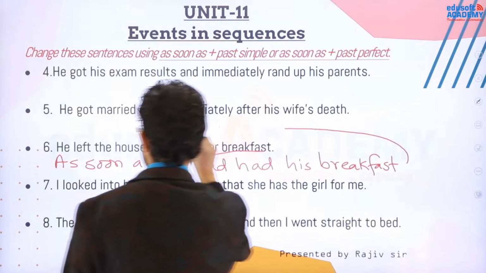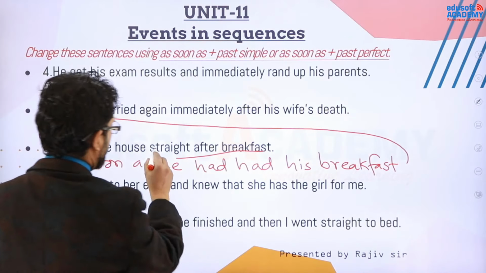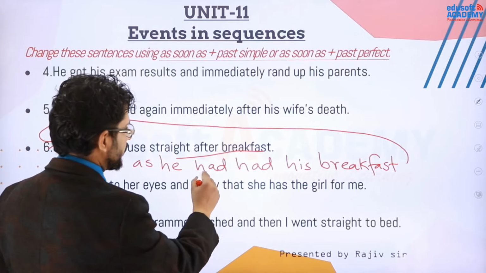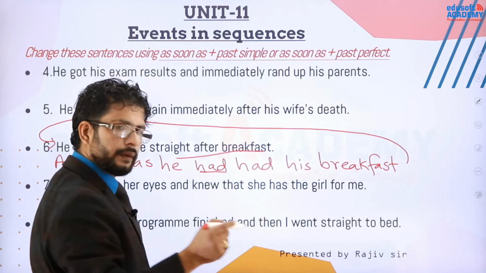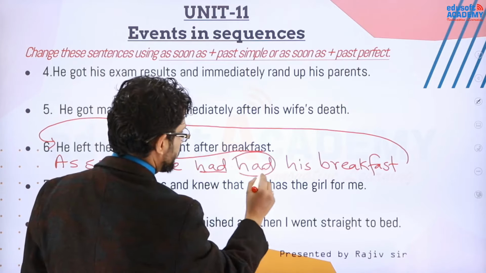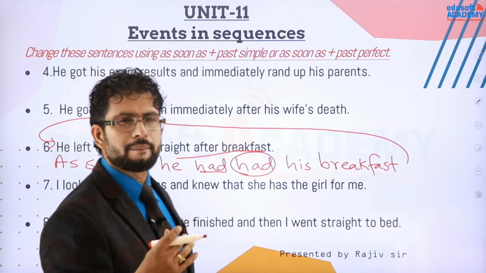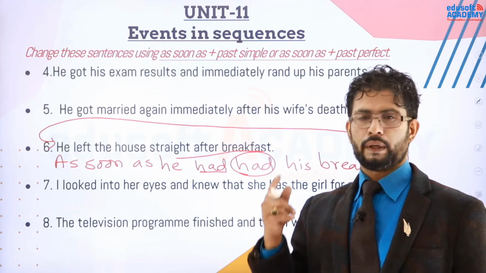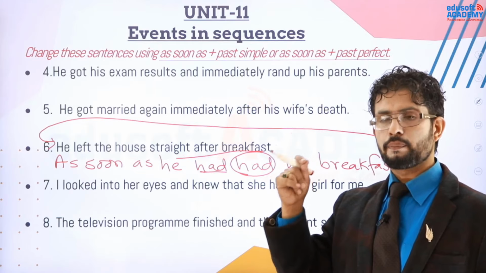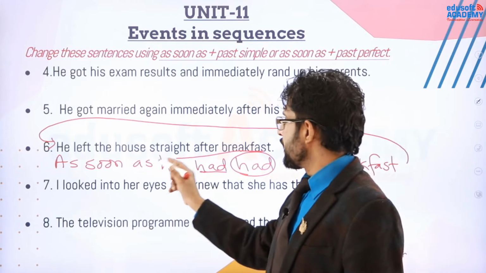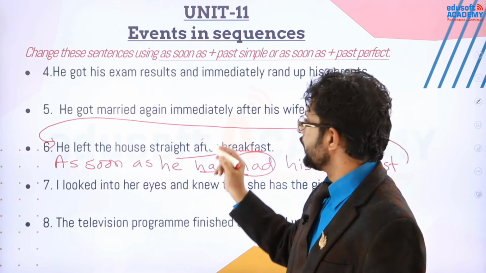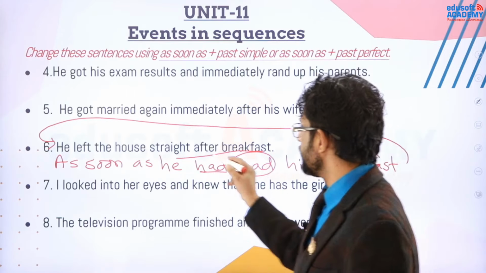Now copy this one. He left the house. So you may be thinking, sir, why had? Because this turns into had plus verb 3. This is the verb 3 of having. I have my breakfast. He had his breakfast. He had his breakfast is past tense. He had is past perfect tense. So as soon as he had his breakfast, he left the house.